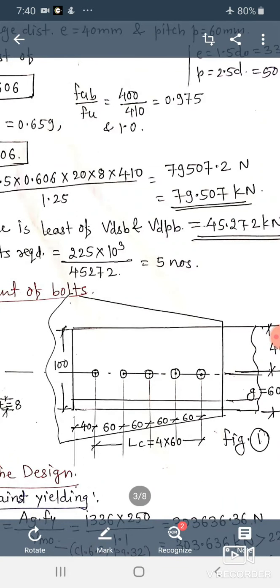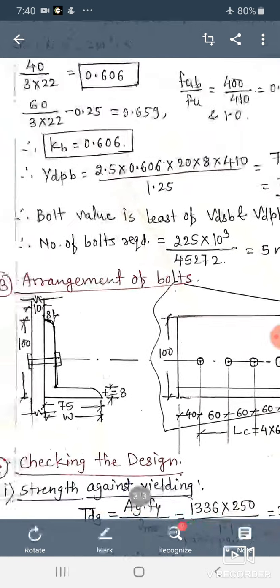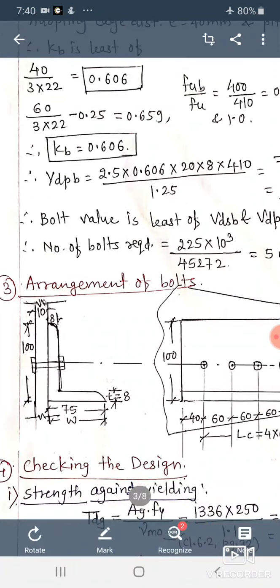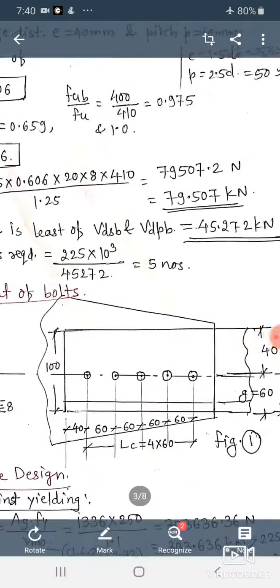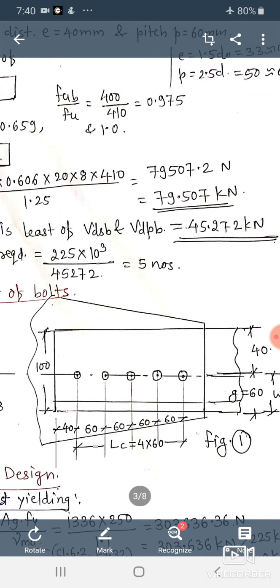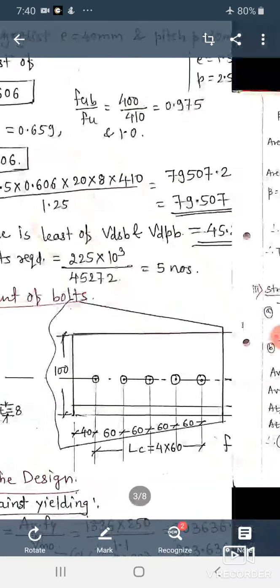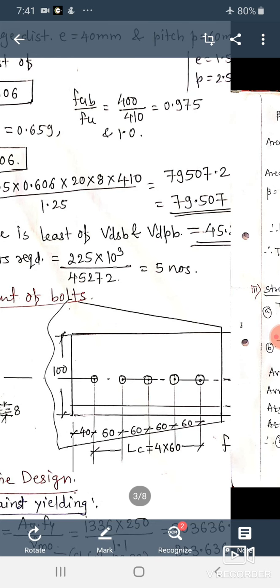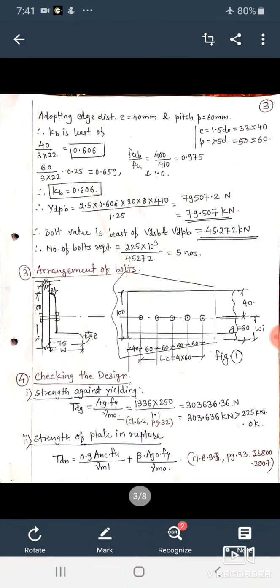So VDPB is 79.507 kilonewton. So the bolt value is nothing but the least among VDSB and VDPB. So the bolt value is 45.272 kilonewton. Then the number of bolts required is the total load divided by the bolt value. So I'll be getting 5 numbers of bolts.